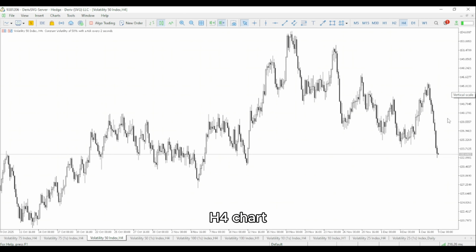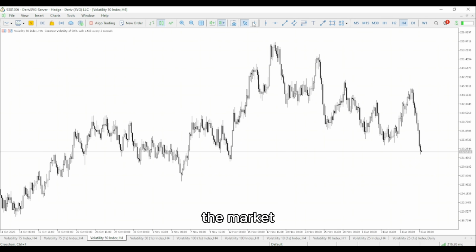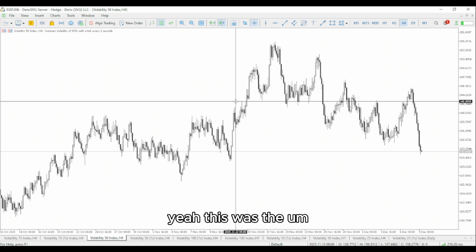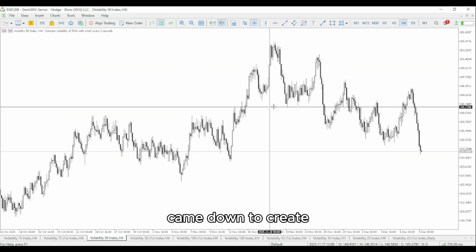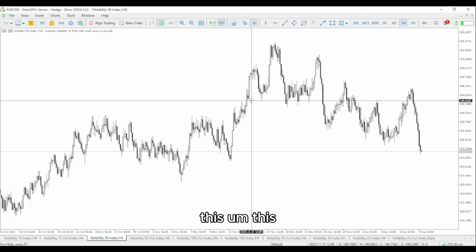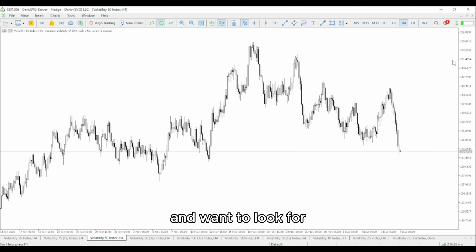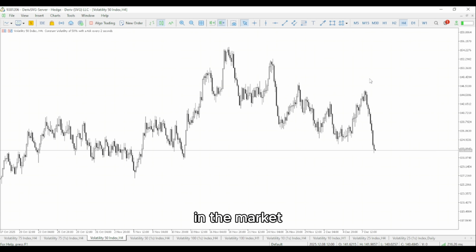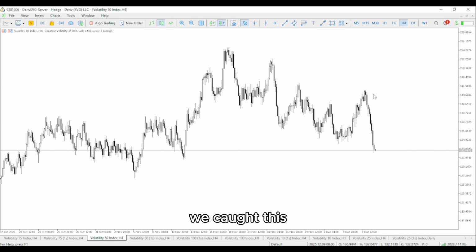This is the H4 chart, and it was said that the market, this was the higher low, and this was the higher high, and the market came down to intercept this low right here. So now we want to look for trend line and want to look for support and resistance in the market. Now you might observe that there was a strong bearish move that came down to this point. Now let me show you how we caught this sell right down to this point.